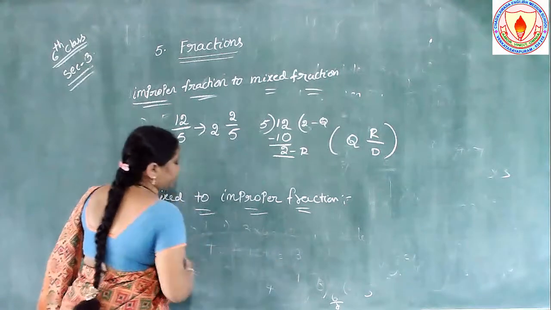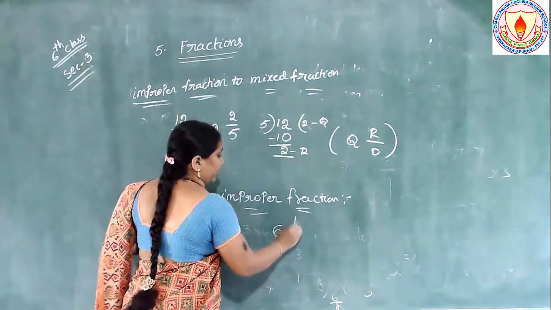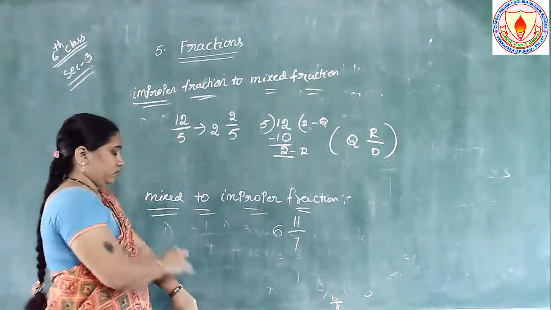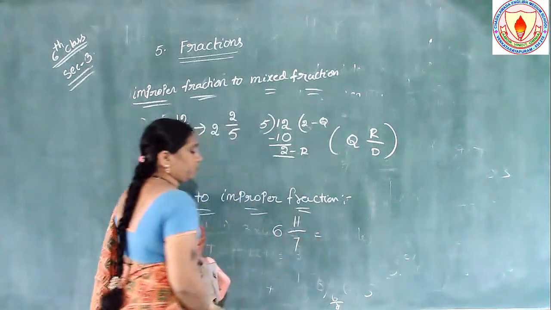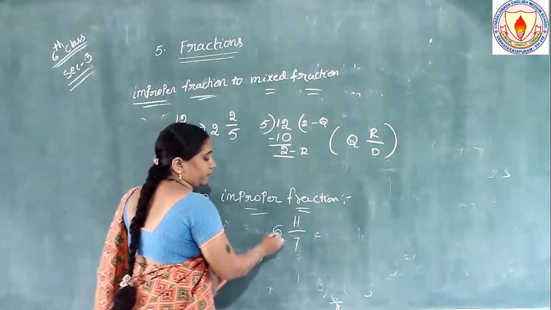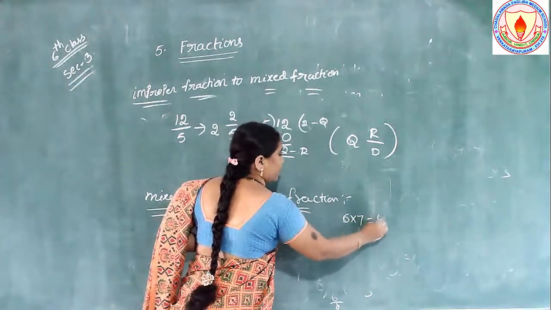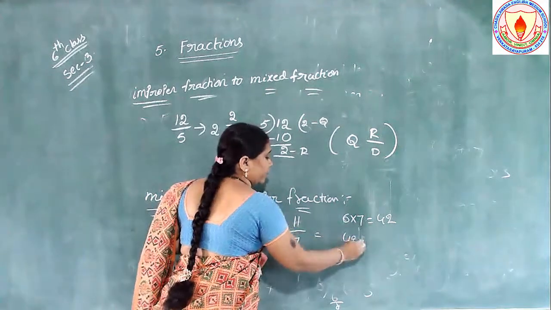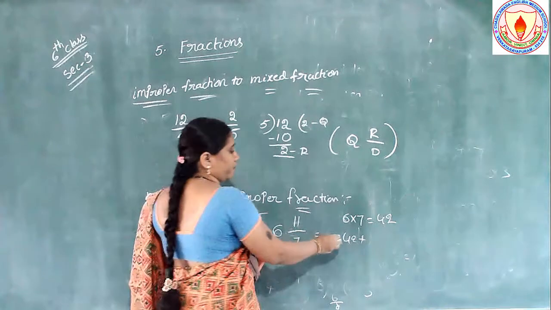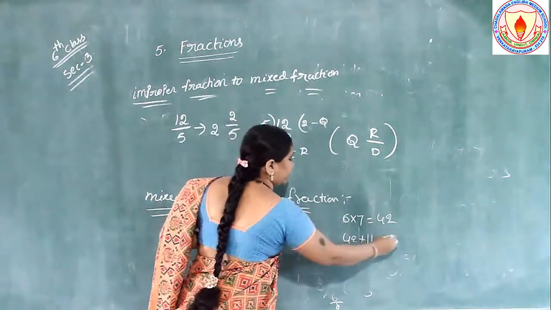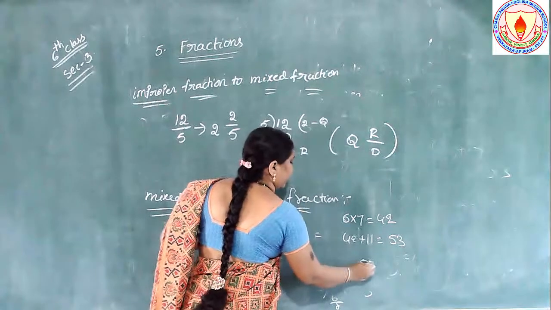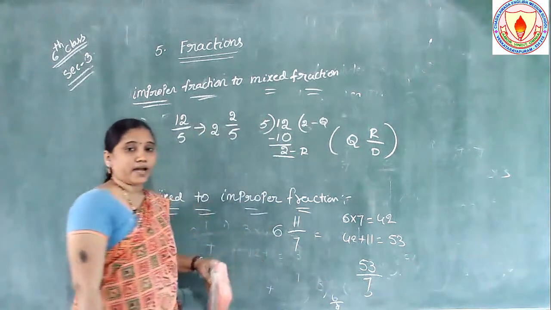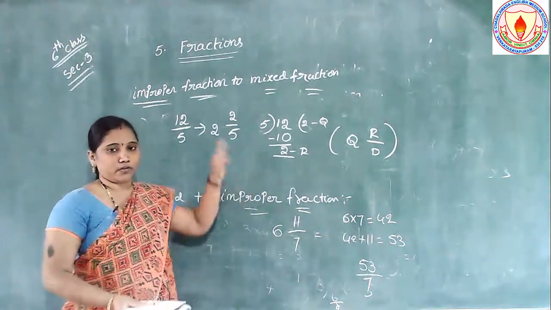One more example here. 6 11 by 7. Big fraction I am giving here. First you have to multiply these two numbers. 6 7s are 42. Now which number you have to add? వచ్చిన నెంబర్ కి పైన ఉన్న న్యూమరేటర్ ని యాడ్ చేయాలి. 42 plus 11, that means 53. Now 53 by, ఏ నెంబర్ వేయాలి? What is the denominator here? 7. So 53 by 7. In this way you have to convert.